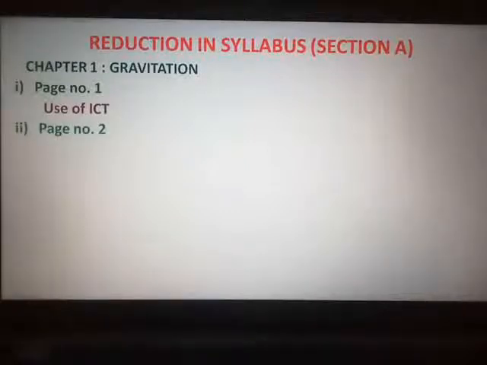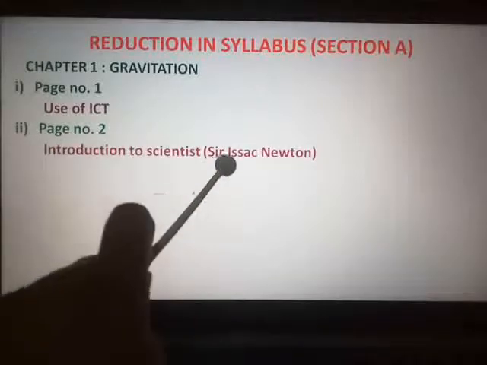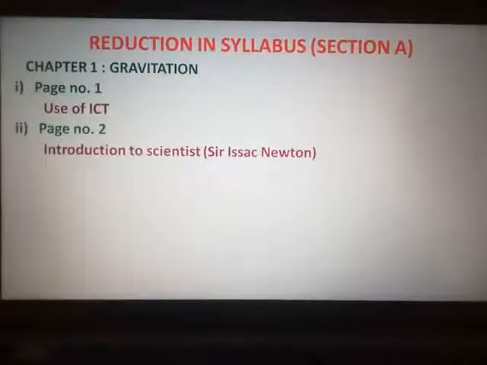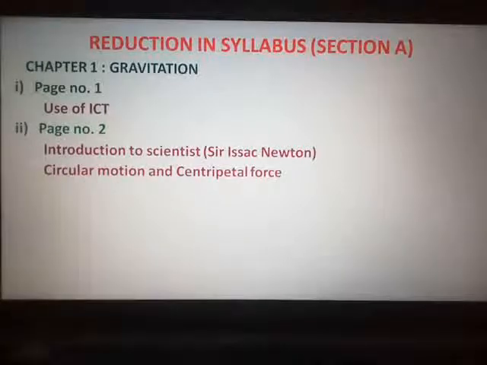Chapter number 1, gravitation, page number 1. The yellow colored block which states use of ICT, that part is removed. Page number 1, all other activities are there, you have to study. Page number 2, the first green block, introduction to scientist of Sir Isaac Newton, that you have to remove. Below that, circular motion and centripetal force, that entire topic is removed out from the syllabus.